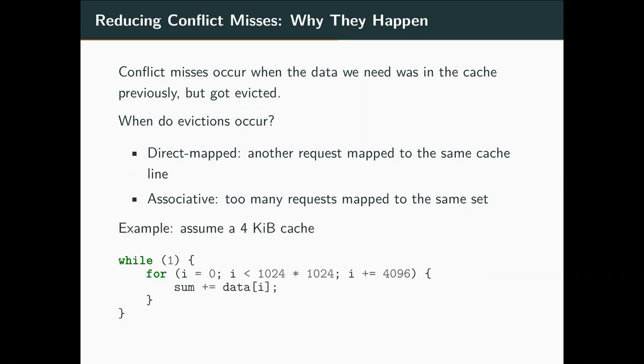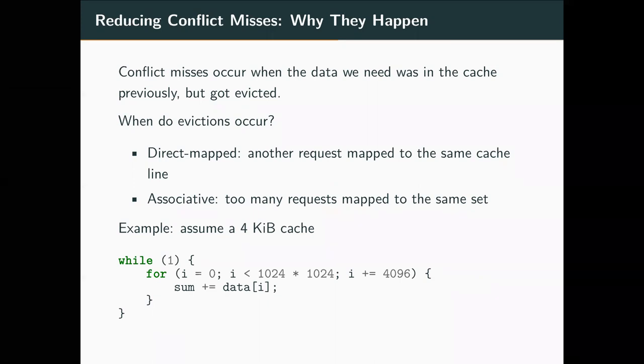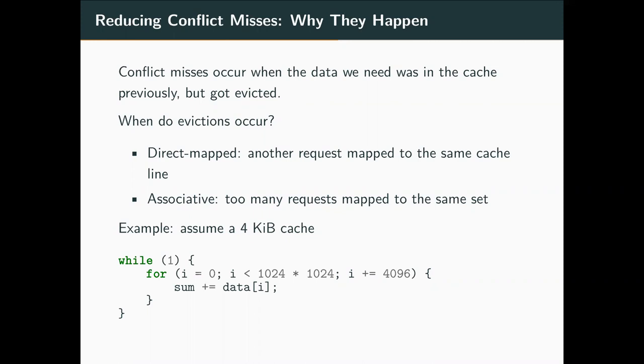So let's take a look at a code example of this happening. If we assume that there's a 4-kilobyte cache and we just have some code that loops forever, and then inside of the loop, we go through I up to a very large number, and we increment I by 4k. Well, we're guaranteed that those are all going to map to at least the same set, and then they'll kick each other in and out, and that'll be a bad time. So this is an example of when you would basically see 100% conflict misses. You'd see some compulsory and then conflict once you've loaded all the data in once.